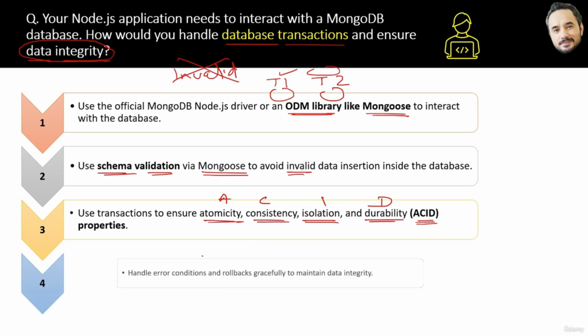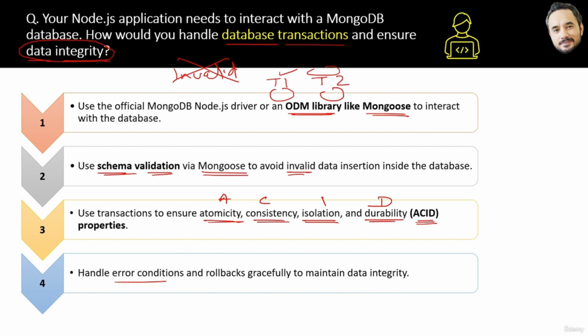Fourth, handle the error conditions and rollbacks gracefully to maintain the data integrity. Okay, and this I explained earlier also. Great, that is the answer to this question.